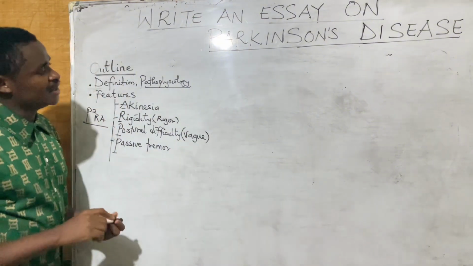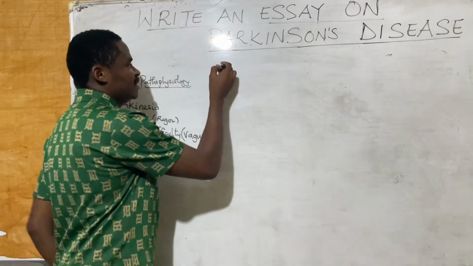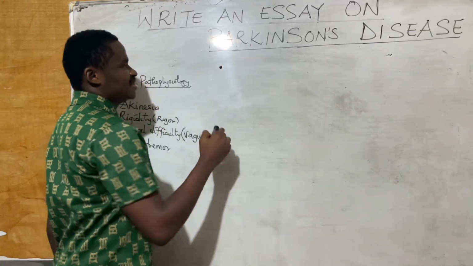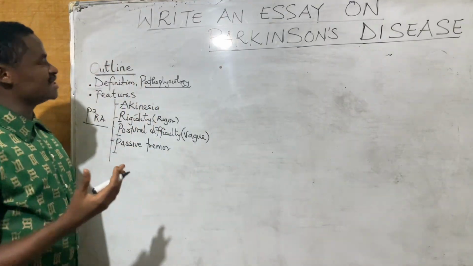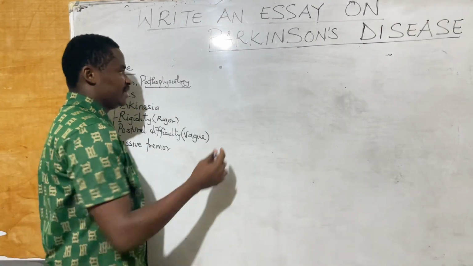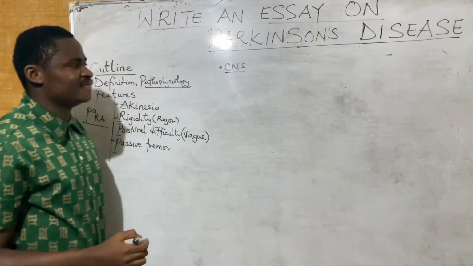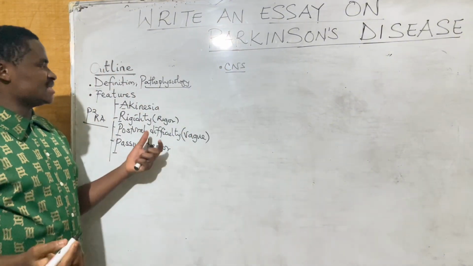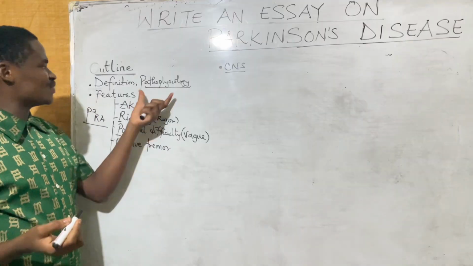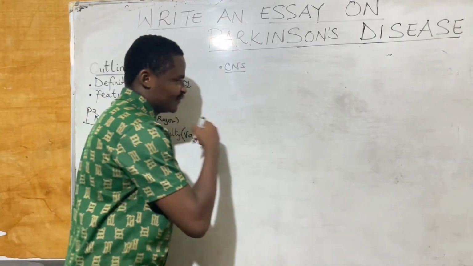All right, so let's begin. What will be a definition of Parkinson's disease? You say that Parkinson's disease is a disease of the central nervous system. It's not a disease that will affect any other part. It's a disease that affects the central nervous system, and that is a very good one to start with. And then the pathophysiology follows it. Now, what would you write about the pathophysiology?